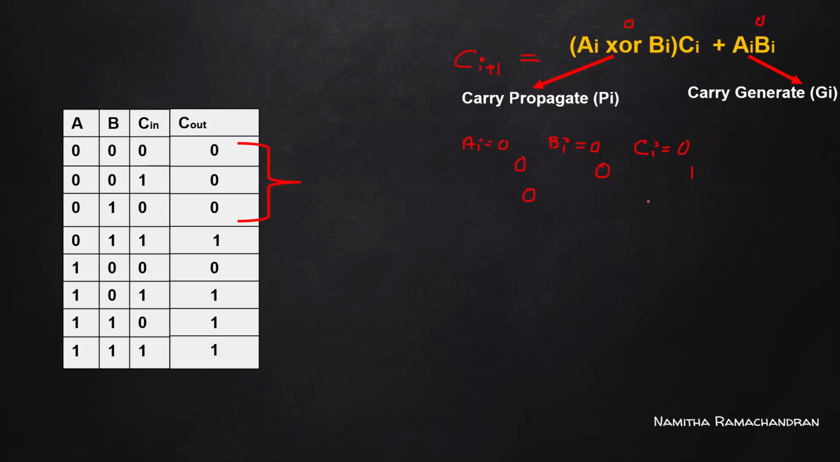Another input combination 0, 1, 0. In this case A is 0, B is 1, C is 0. Here A and B, that is 0 and 1, is 0. Carry generate term is 0. Here Ci is 0. So we can directly say that this Ai XOR Bi and 0 is 0. Again, before and after of this OR operator, that is 0. So carry out is again 0.